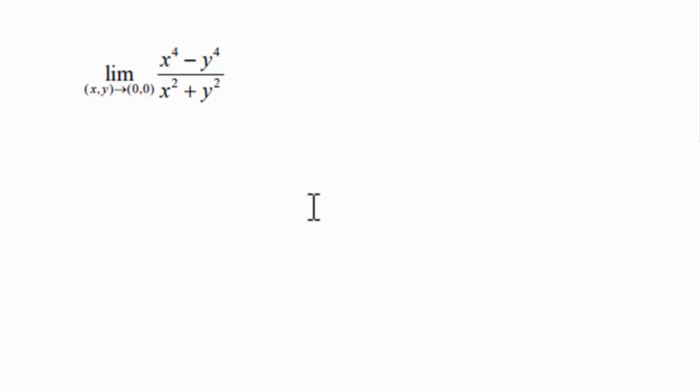In this one, we're evaluating the limit as (x, y) approaches (0, 0) of (x to the fourth minus y to the fourth) over (x squared plus y squared). Okay, direct substitution. I didn't mention this in the last one, but maybe I should. Direct substitution you can't do here. You get 0 over 0, which is indeterminate, right?